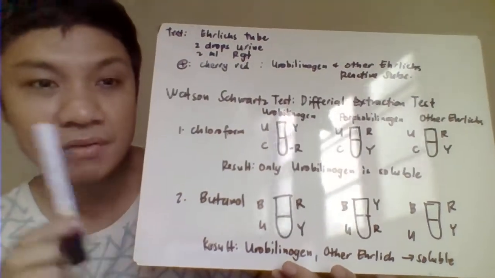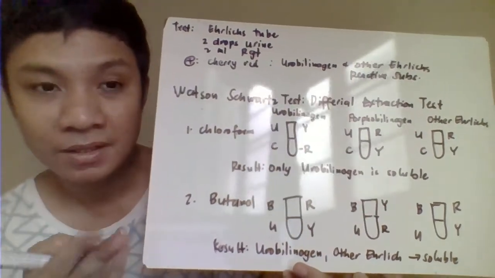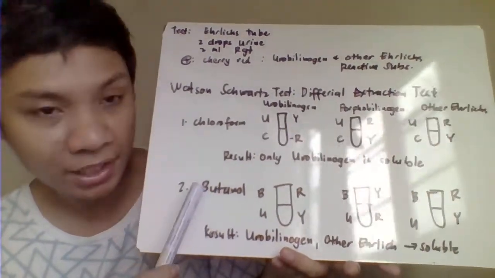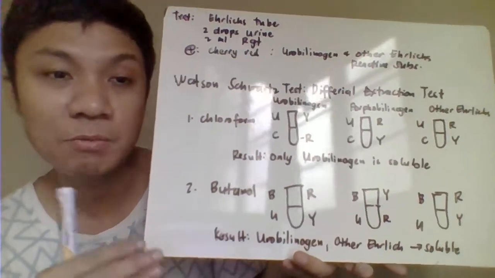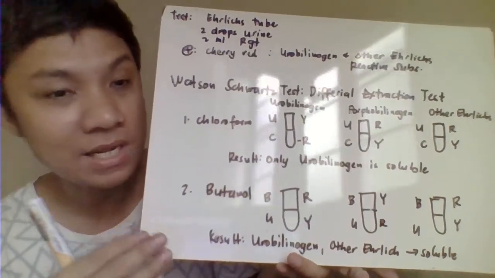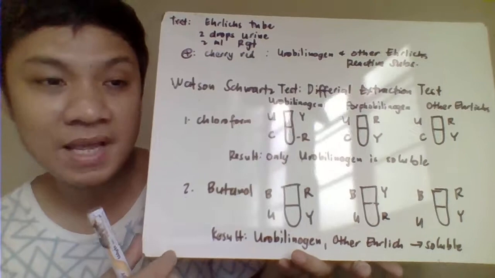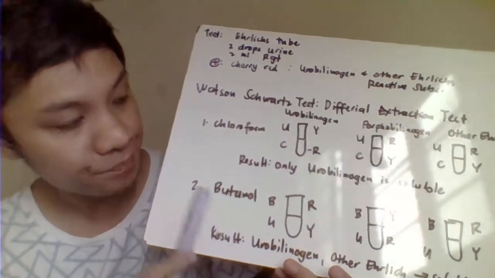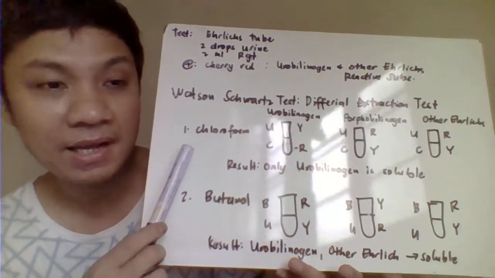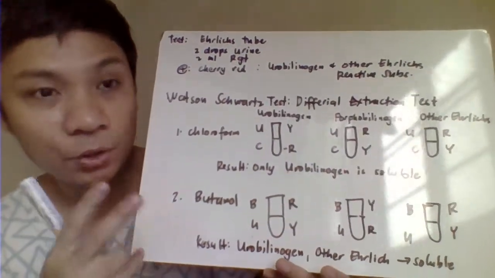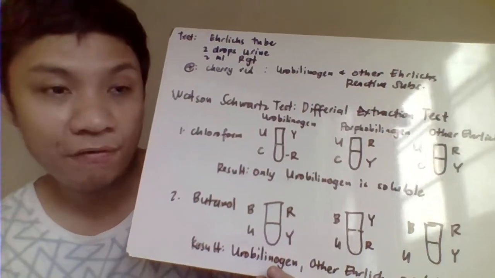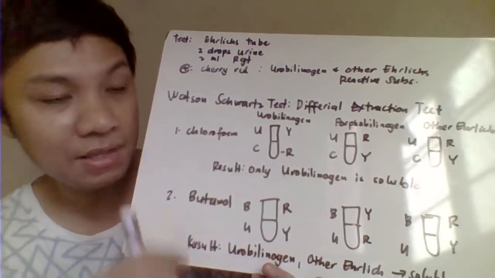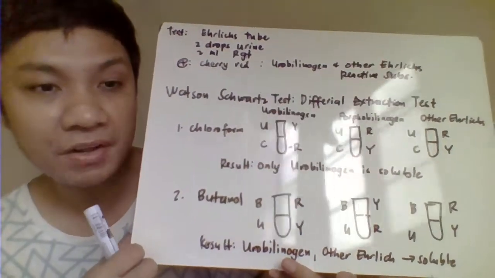It makes use of two solutions. We have chloroform and we also have butanol, which allow you to differentiate based on the solubility of urobilinogen and other Ehrlich's reactive substances, including porphobilinogen. So first we have the addition of chloroform. Two mL of urine, 2 mL of chloroform, and then sodium acetate. That's the reagent for that. Just mix it, then observe the color.